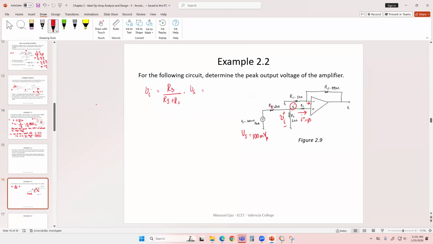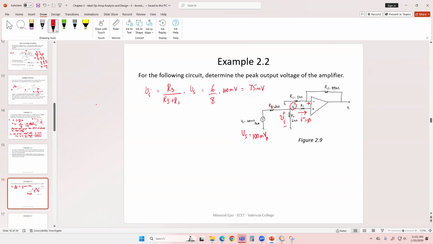Right. 100 millivolt, R3 is 6 over 2. So 6 divided by 8 times 100. How much? 75 millivolts. So that's your input voltage. That's the peak value of the input voltage. Peak value of the source voltage is 100 millivolt. Peak value of the input voltage, input to the circuit, is 75 millivolts.